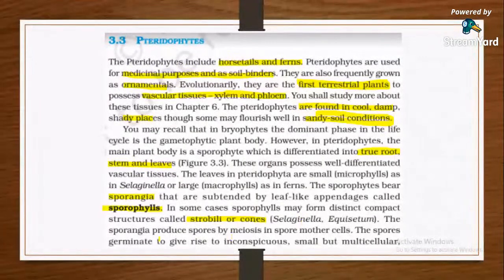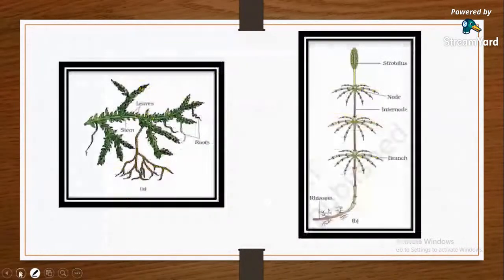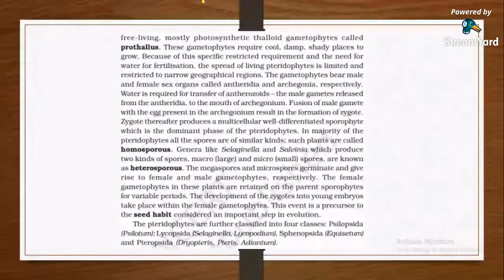The sporangia produce spores by meiosis in spore mother cells. The spores germinate to give rise to inconspicuous, small but multicellular, free-living, mostly photosynthetic thalloid gametophytes called prothallus.